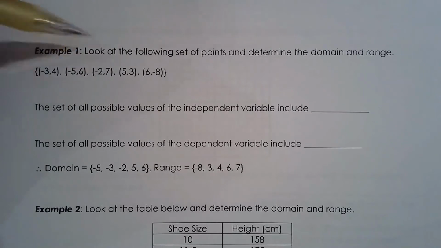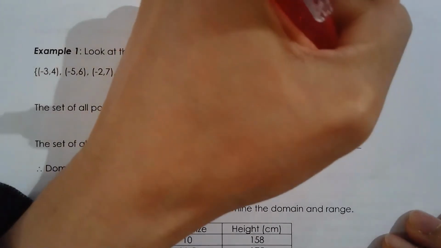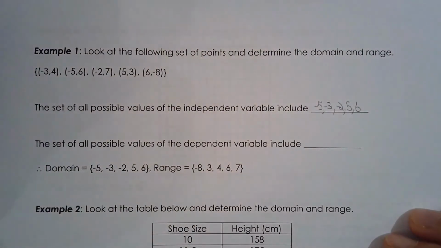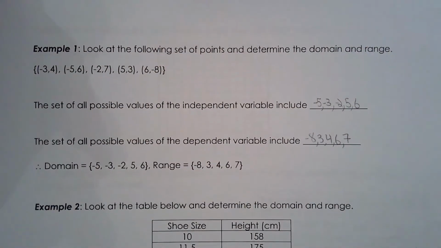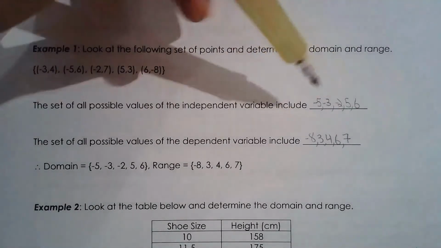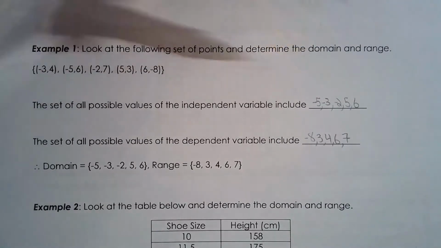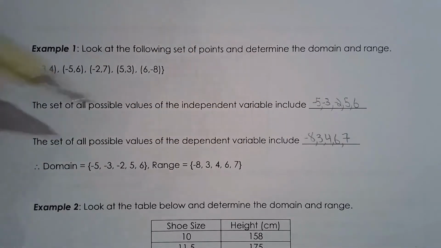In this case, I'm going to write them in ascending order: -5, -3, -2, 5, and 6. And what about the possible values for the dependent variable? In ascending order: -8, 3, 4, 6, 7. If those 5 numbers are the possible values for the independent variable, that makes up your domain. And of course, these 5 numbers, the possible values for the dependent variable, make up the range.